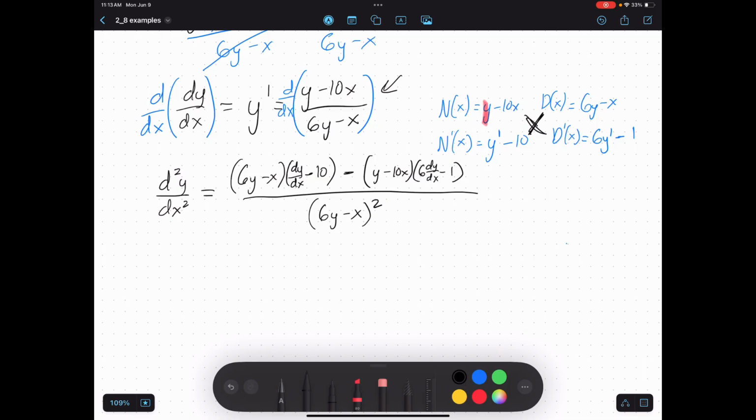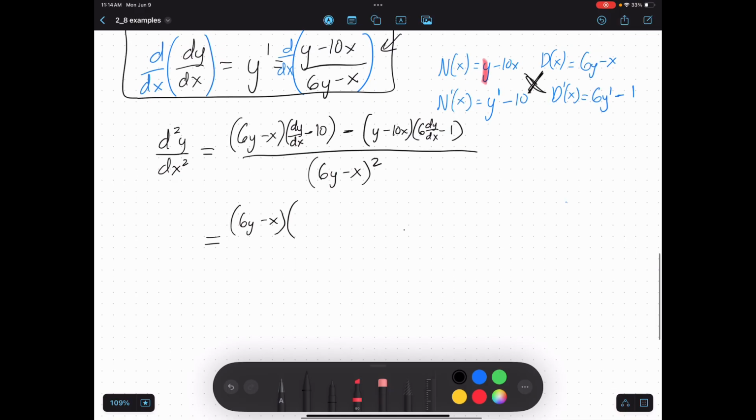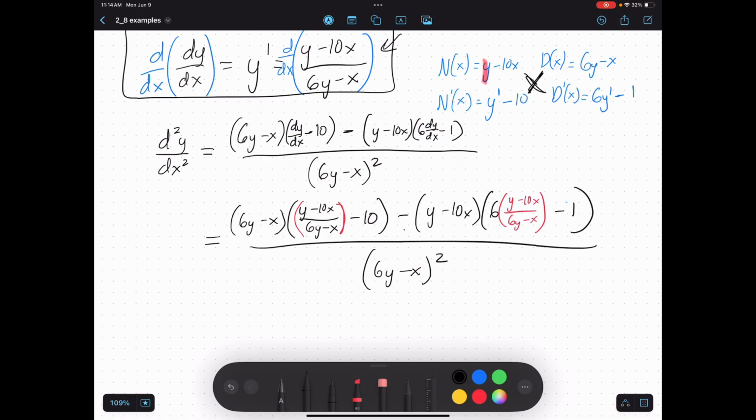And turns out we know what this first derivative is equal to. That's what this is right here. The first derivative is equal to y minus 10x over 6y minus x. So I can come back here and plug that in for dy over dx, or y prime. There's one y prime that I had to plug it in for, minus y minus 10x times, and then here's the other one, 6 times y minus 10x over 6y minus x, all over 6y minus x squared.